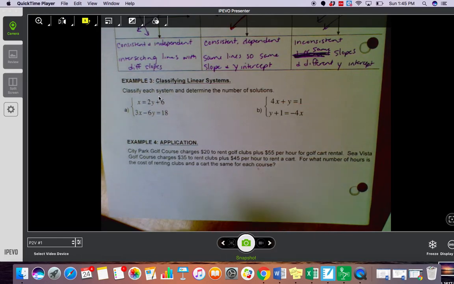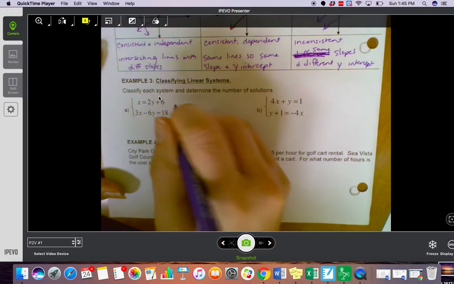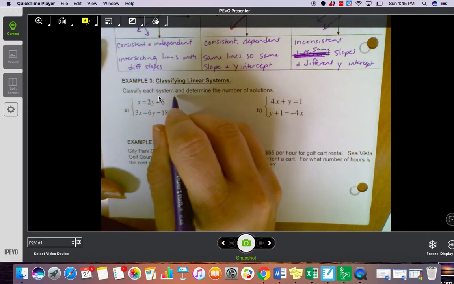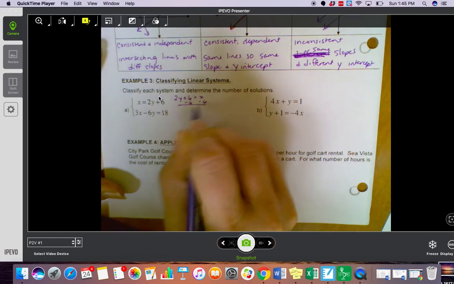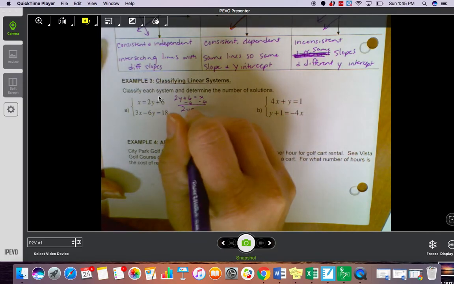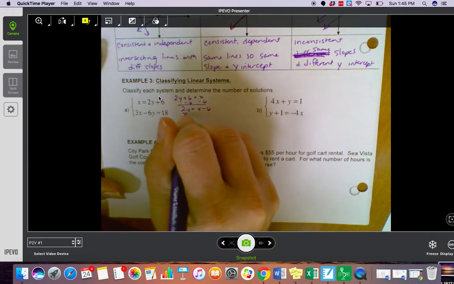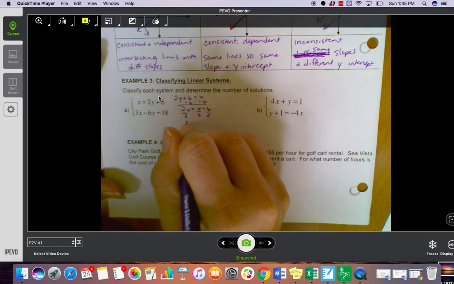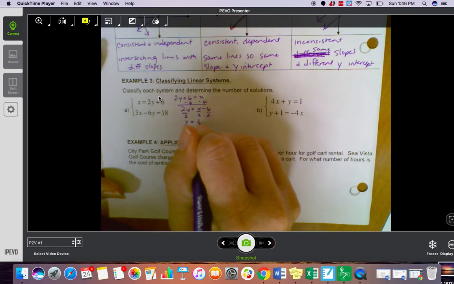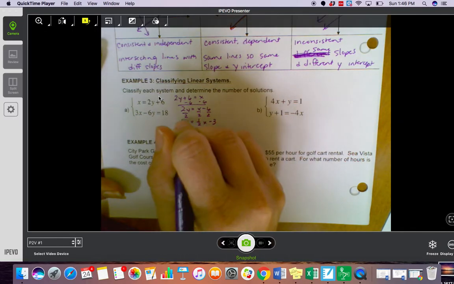We're going to do part 2 here. Classify each system and determine the number of solutions. So what I do here is I get x or y by itself. So I'm going to switch it and say 2y plus 6 equals x. And I'm going to subtract 6 on both sides. So 2y equals x minus 6. Divide by 2, divide by 2, divide by 2. So y equals 1/2 x minus 3.